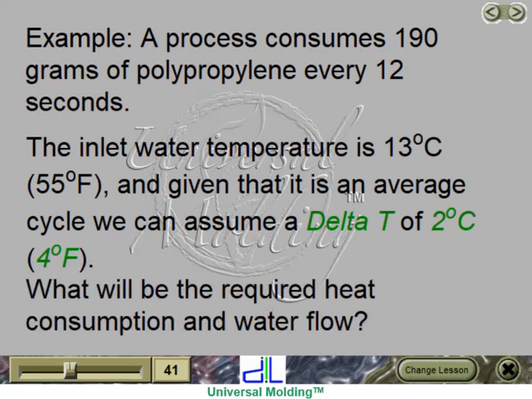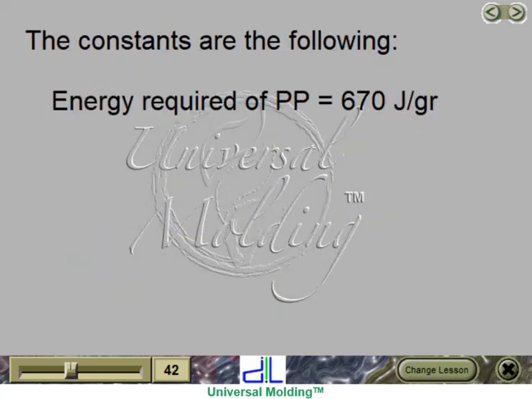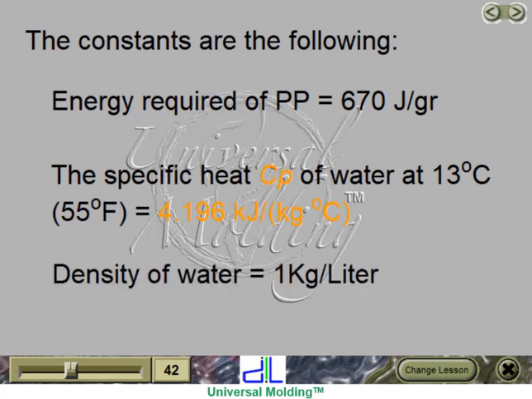What will be the required heat consumption and water flow? The constants are the following. Energy required of polypropylene is 670 joules per gram. The specific heat Cp of water at 13 degrees centigrade or 55 degrees Fahrenheit is equal to 4.196 kilojoules per kilogram centigrade. The density of water is 1 kilogram per liter.